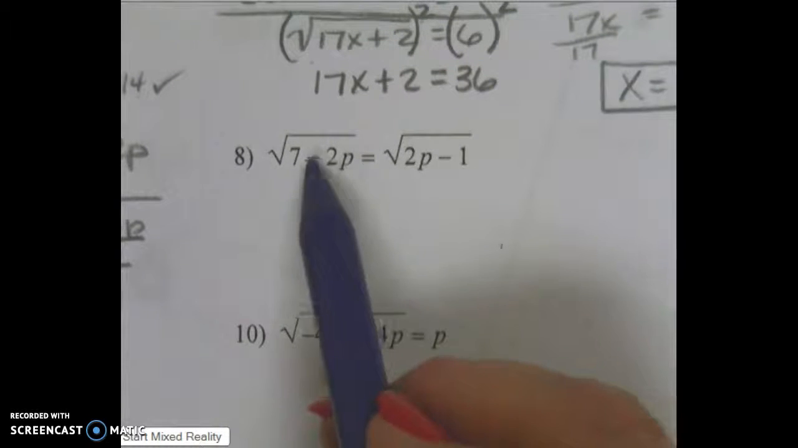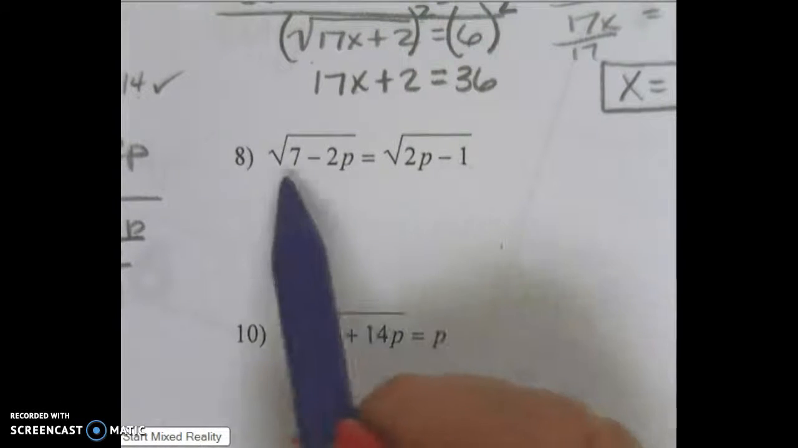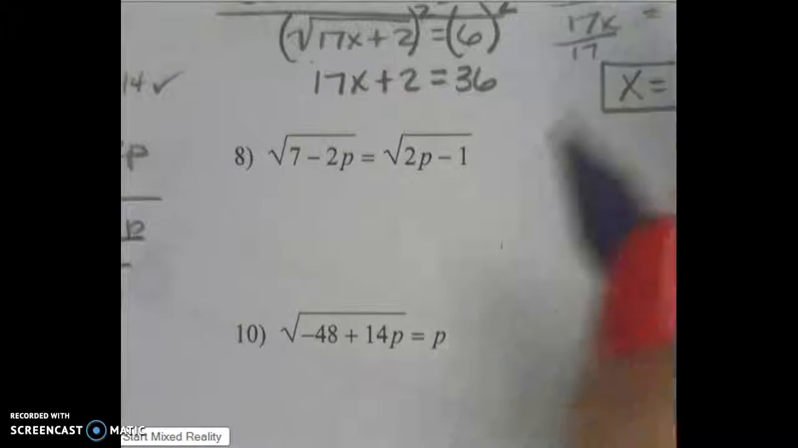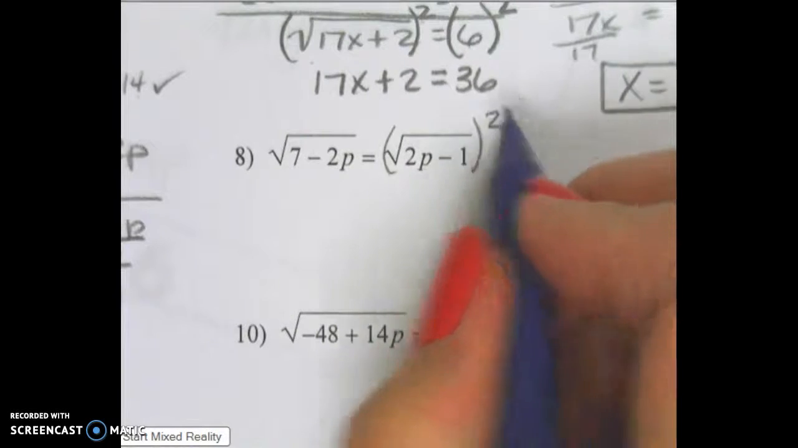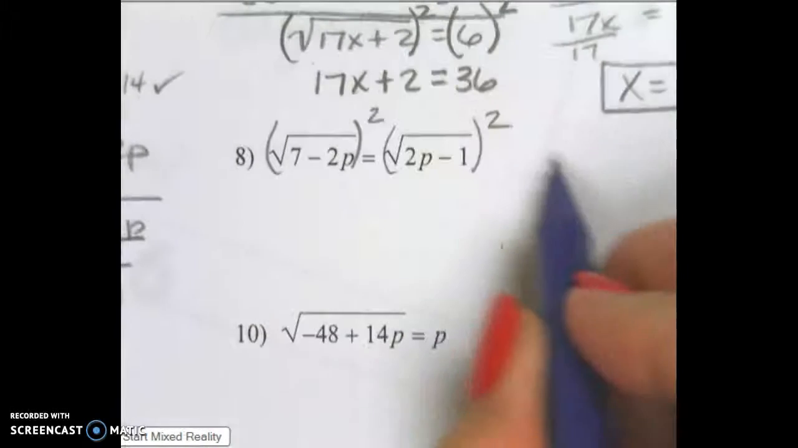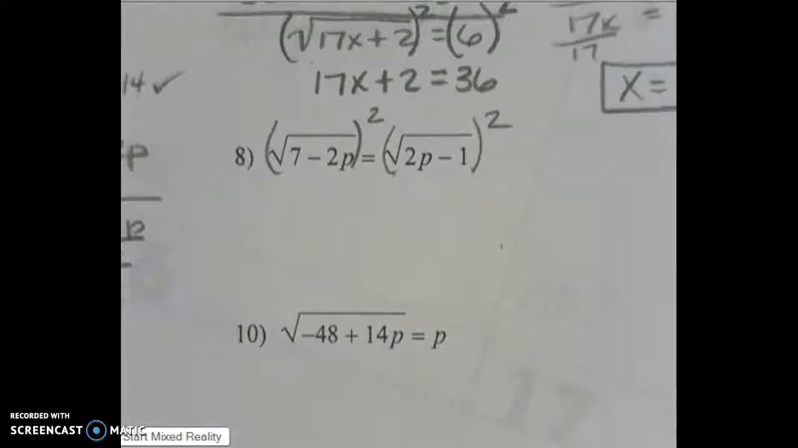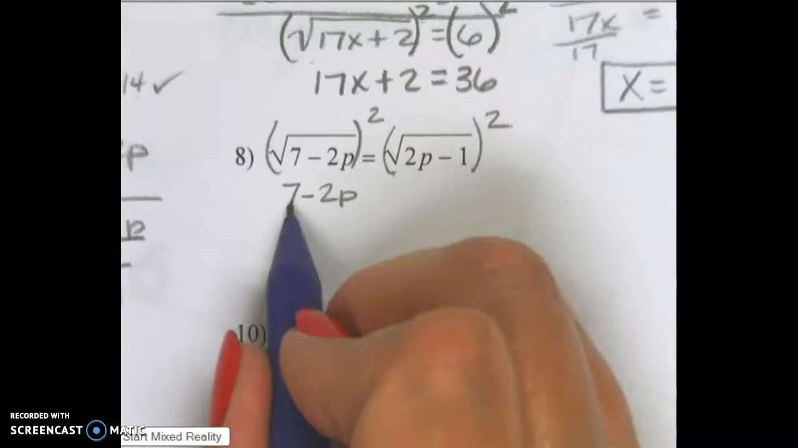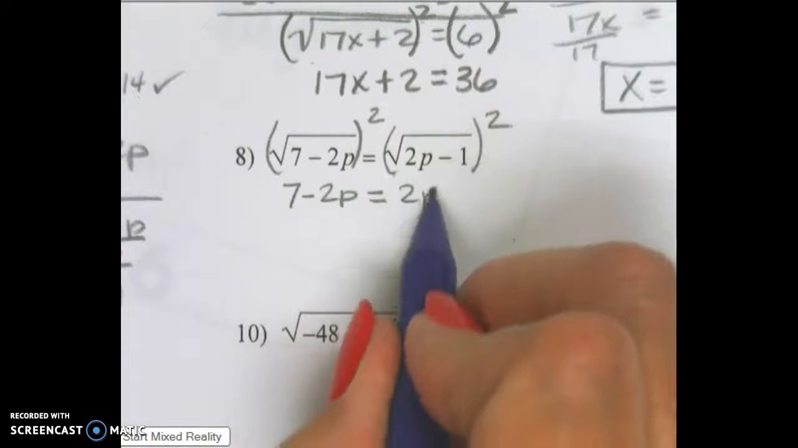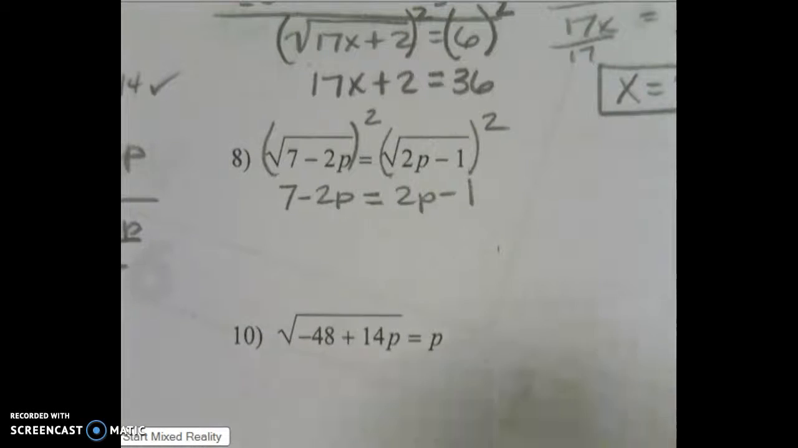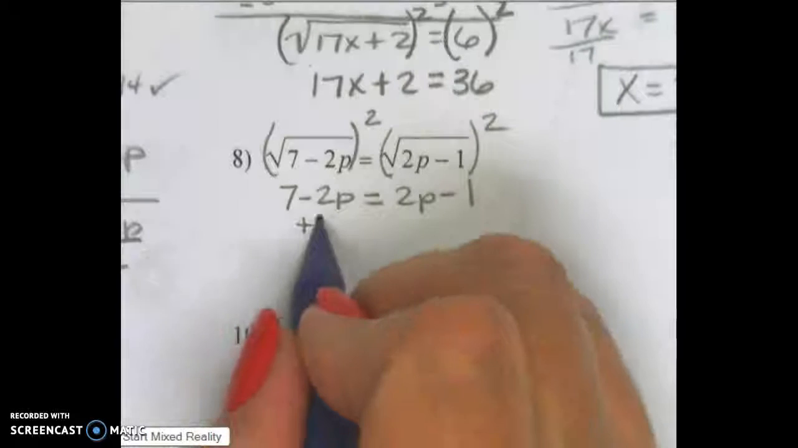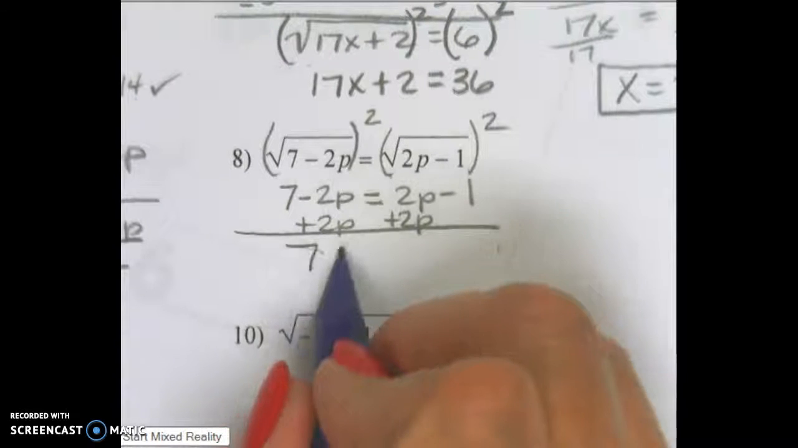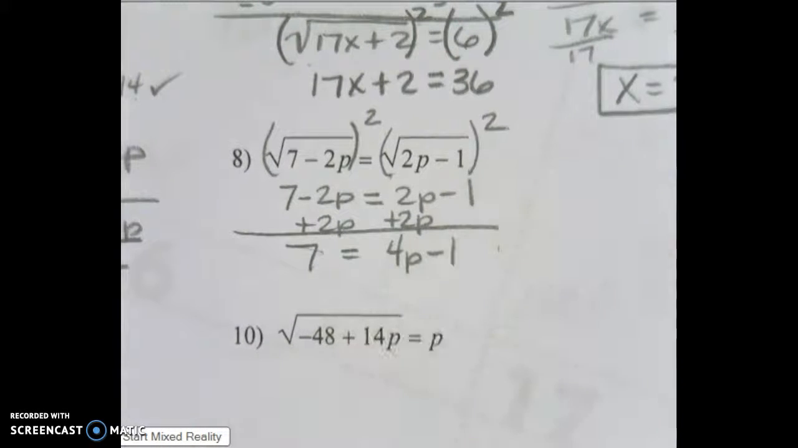Problem 8, I have two radicals, and they're on opposite sides of the equal sign, which is what I need. So to solve this, I'm going to square both sides. Squaring and the square root are inverse operations, so it goes away. 7 minus 2p equals 2p minus 1. You'll notice I have variables on both sides, so I must get rid of one of them. So I'm going to add 2p to both sides. 7 equals 4p minus 1.